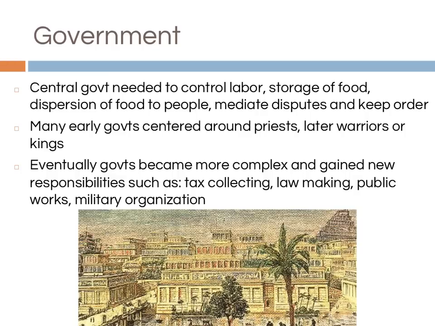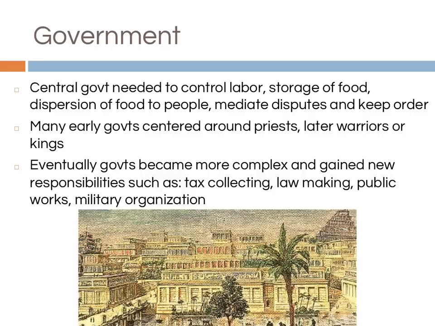So as more and more people are living together in a place that's now going to be a city, we need some sort of organization because there's going to be disputes. People are going to commit crimes. We want to survive as a civilization, so we just need some kind of organization. So government developed to control labor, to control the storage of food and distribution of food to people, and to mediate disputes and keep order. A lot of early governments were centered around priests or religious leaders, warriors, or kings.